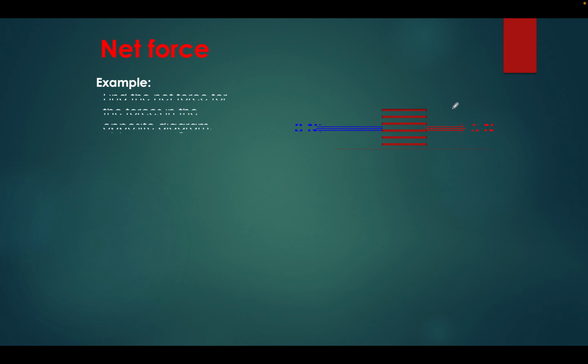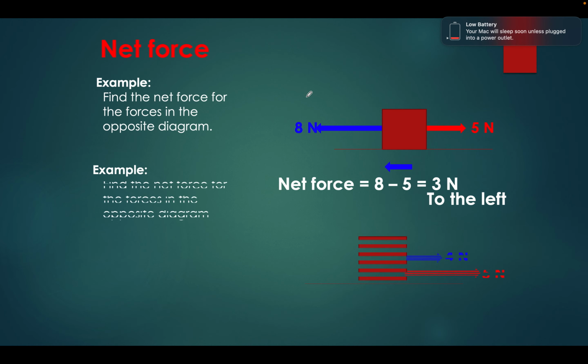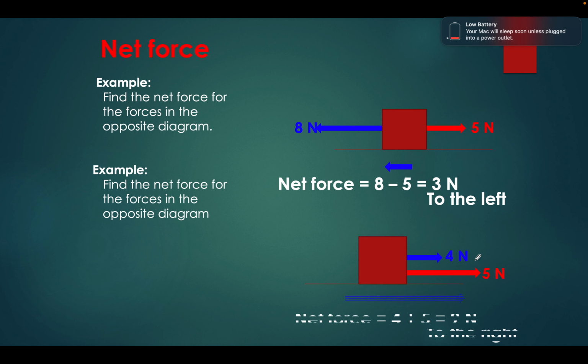Now you have a net force. Imagine you had more than one force in opposite directions. This is going left, this is going right. The total force, what should I do? I must subtract them. 8 minus 5, that will be 3 newtons to the left. This is stronger than this. In this case, 5 plus 4, both are going to the right. They're helping each other. So you add them. The total is 9 to the right.